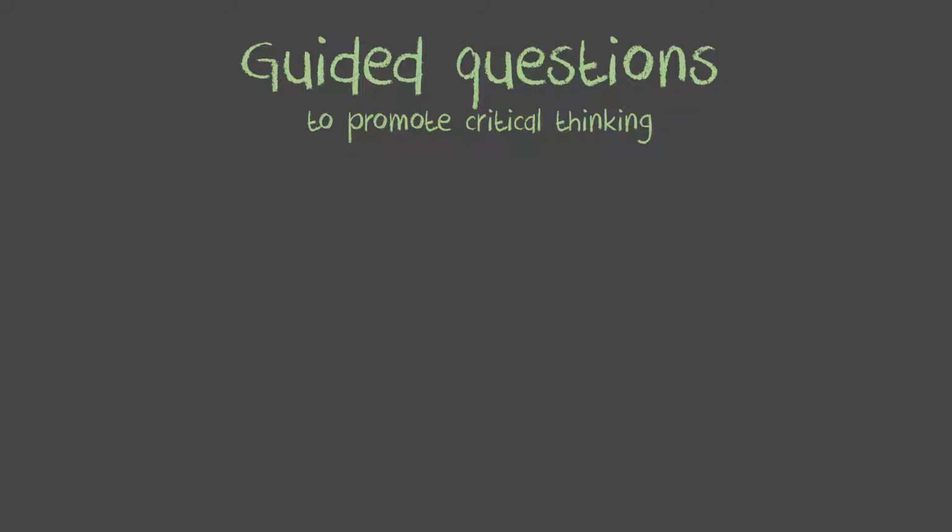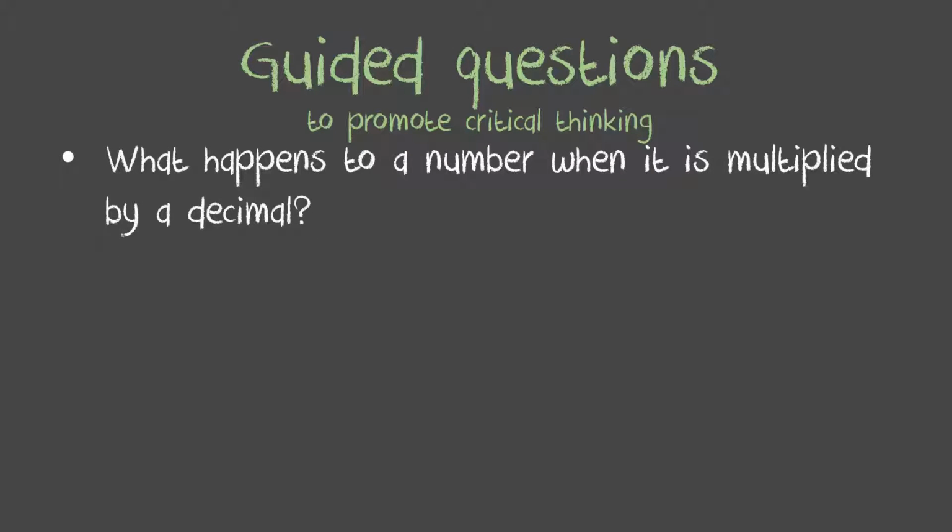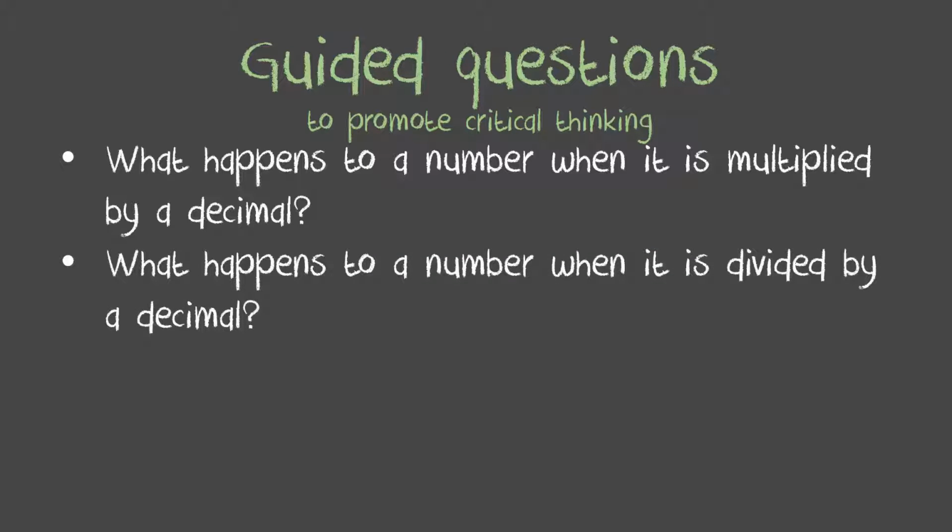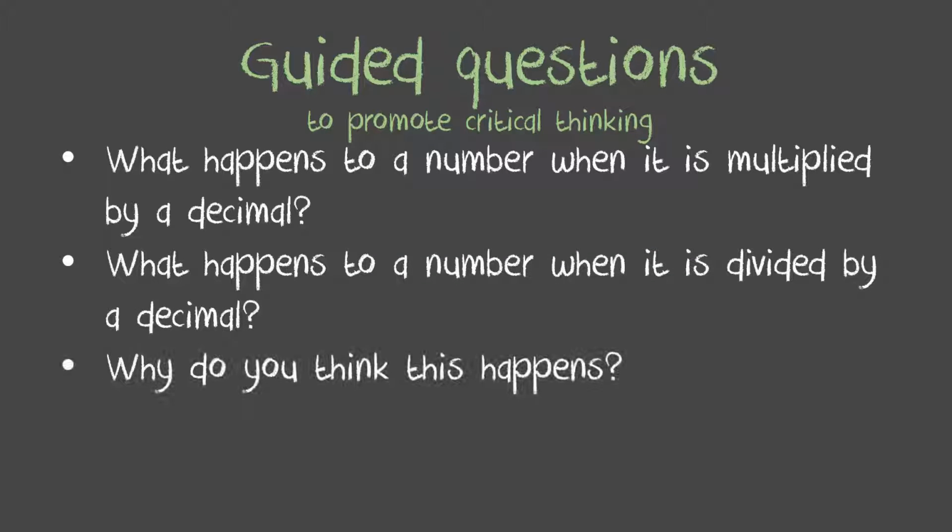Some guided questions to promote critical thinking. What happens to a number when it is multiplied by a decimal? What happens to a number when it's divided by a decimal? Why do you think this happens? Why do they think? Because often they'll think dividing by a number makes it smaller, multiplying a number makes it larger, but in this case it's the reverse. So why is that happening?